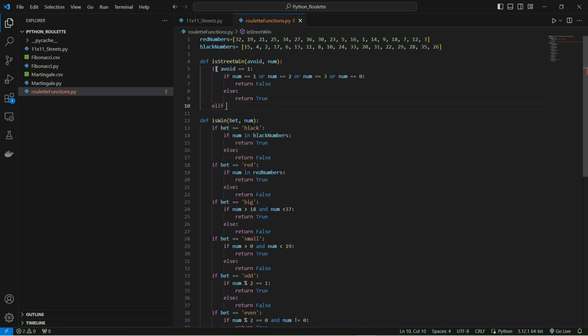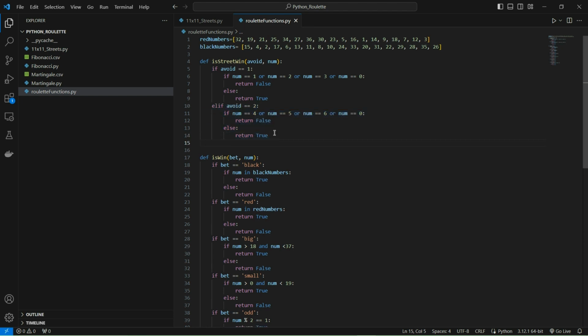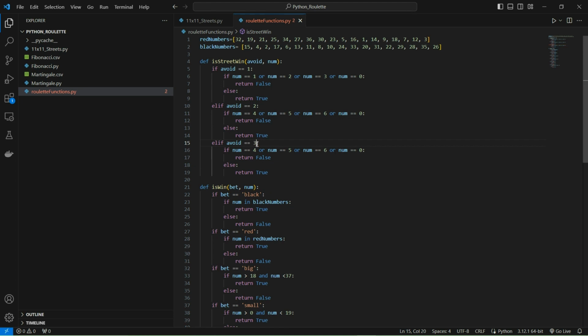Elif avoid street is 2. I will copy this. If number is 4, 5 or 6 or 0, it is false, then it is true. I will copy this. If avoid street is 3, then it is 7, 8 or 9.